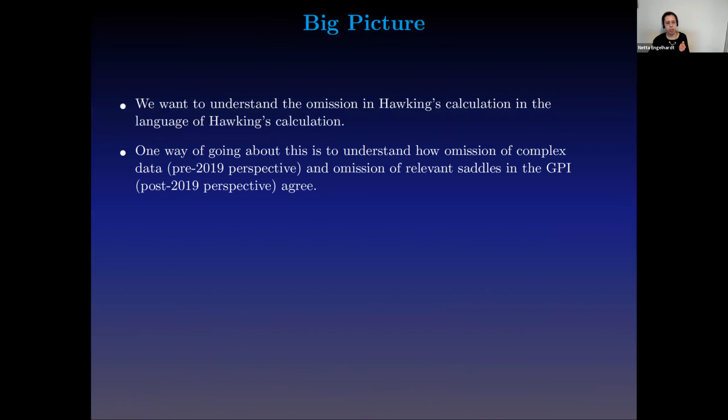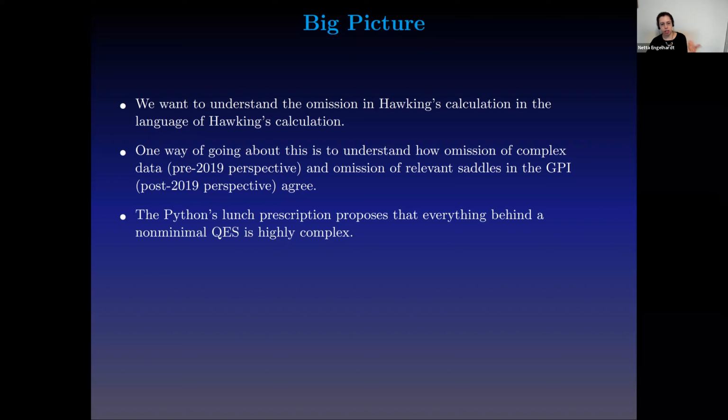Okay, so big picture. We want to understand the emission in Hawking's calculation in the language of Hawking's calculation. At the end of the day, it's great to have it in terms of quantum extremal surfaces, but we also want to have it in terms of effective field theory. The only way that I know to start this is to start by understanding it in the quantum extremal surface picture. And again, one way of doing this is understanding how the omission of complex data, this pre-2019 perspective on what went wrong in Hawking's calculation, and the omission of relevant saddles, or the use of wrong quantum extremal surfaces, agree.